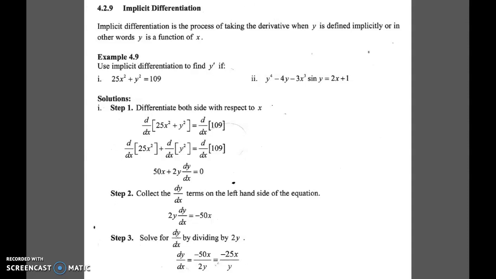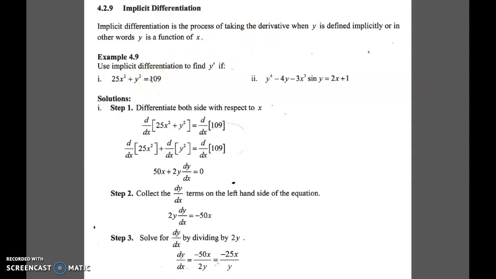Hi guys, this video will be on implicit differentiation. We use implicit differentiation when we encounter a function that consists of several terms on one side, for example, such as this, where you have x and y both on one side.